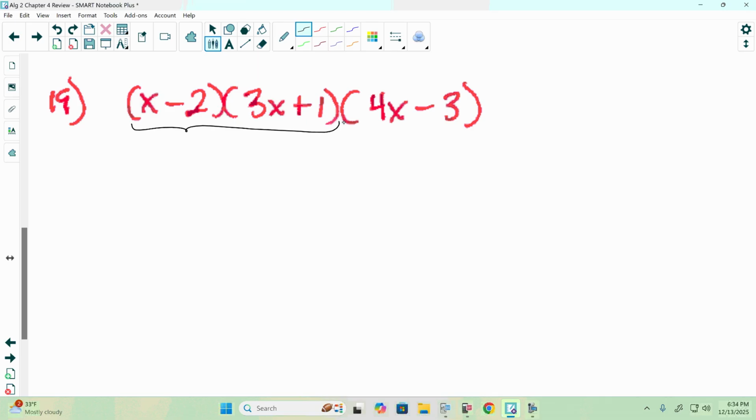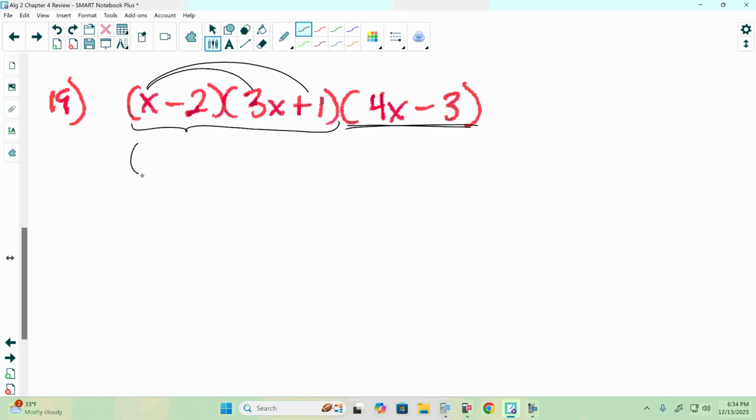We've got one more that we're doing multiplication before we start doing the division problems. Here we have x minus 2 times 3x plus 1. We're going to multiply these two first. And once we get our result, we'll multiply with our 4x minus 3.